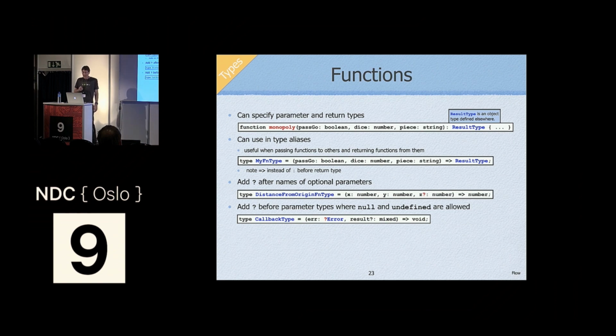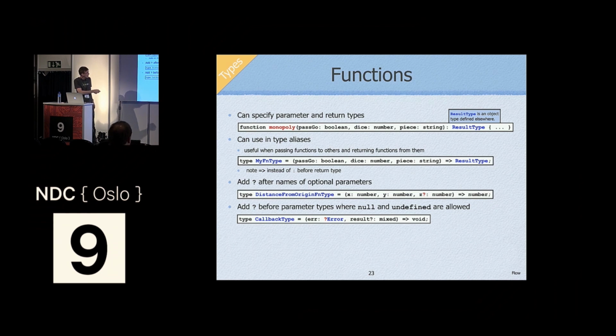Remember that you add a question mark before something that is a type where it allows null or undefined. And that's what I'm doing in this last example here. This is a typical Node.js callback function where you first get an error if there was one, and then the result if there was one. And so that's why this is optional. The error might be null or undefined.